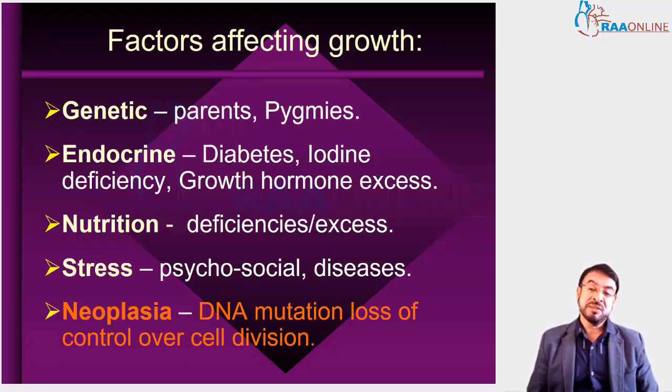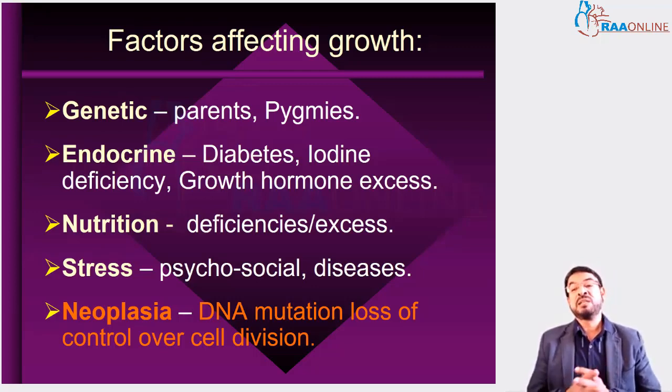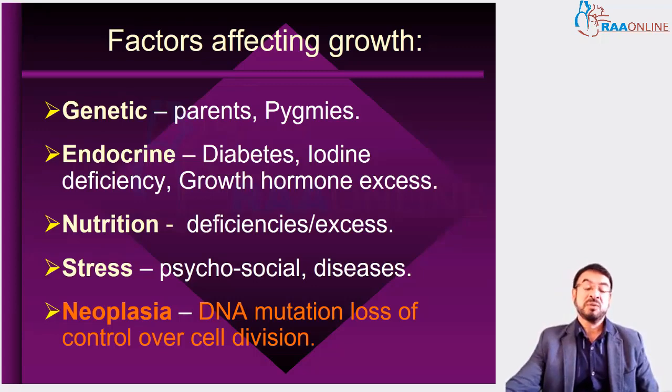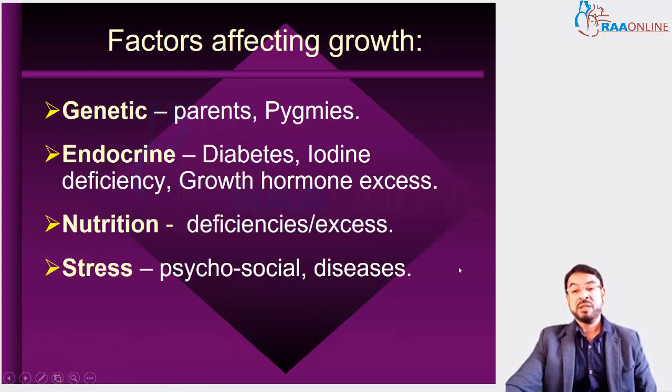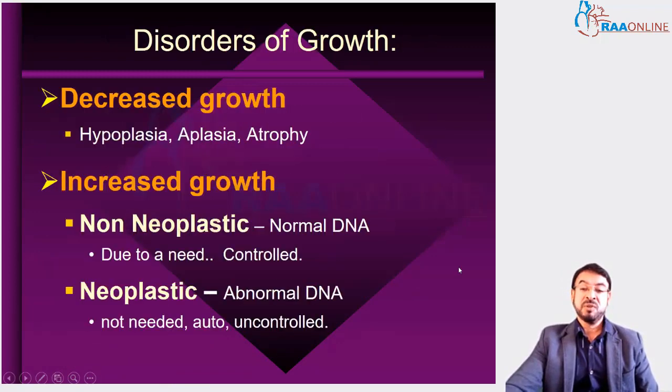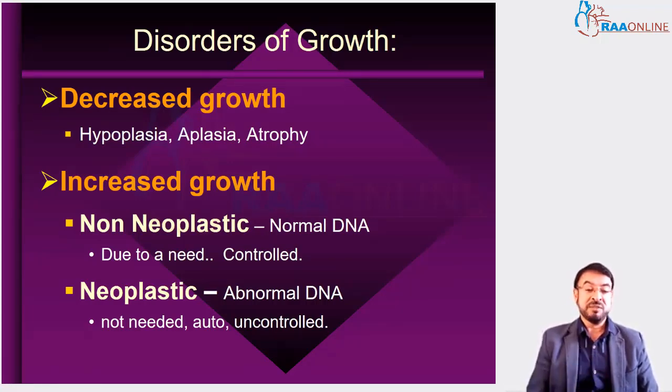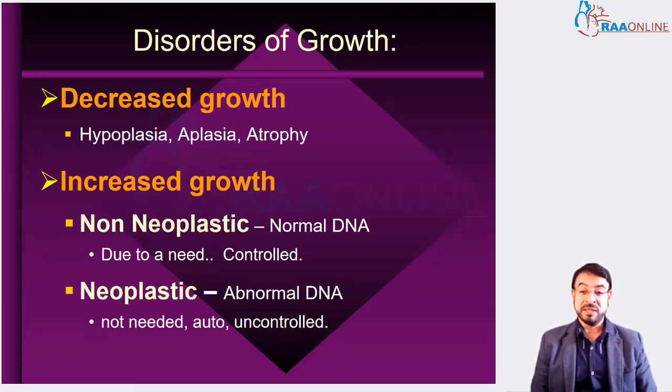And one of the main factors that affect growth is neoplasia, where the proliferation is because of damage in the DNA. So the cell cannot control the cell division, so it proliferates without control. But neoplasia is beyond the scope of today's session, so I remove it from this slide. So we focus on non-neoplastic disorders of growth, which is decreased growth or increased growth. Decreased growth is hypoplasia, aplasia, and atrophy. I'll discuss a little bit about all this in the next few slides.